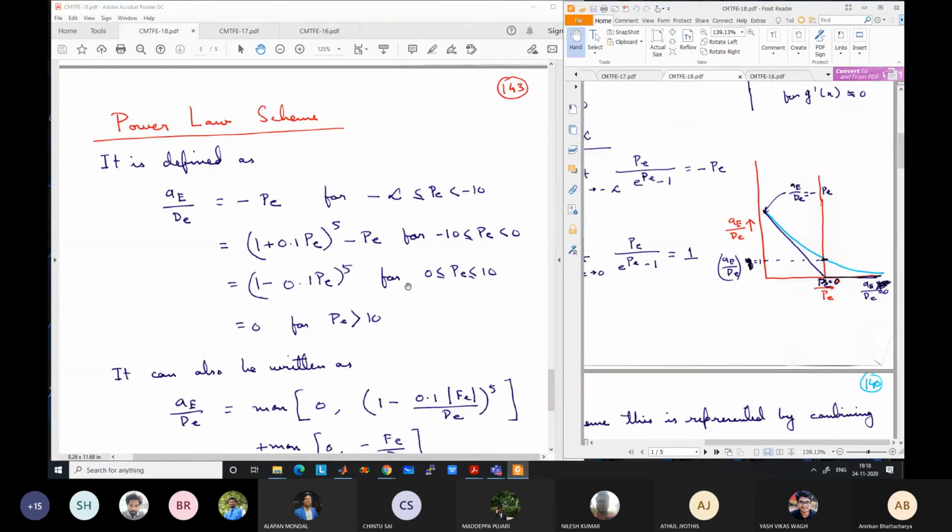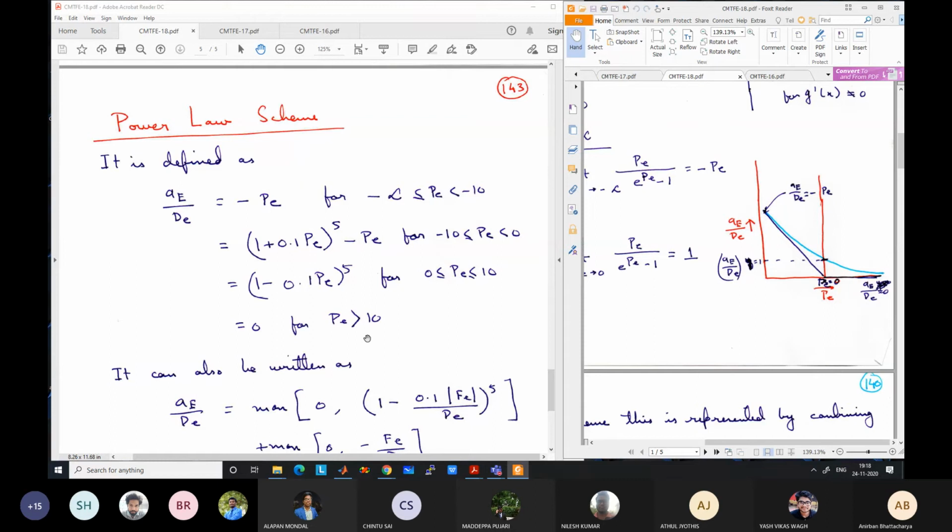So for example, at minus 10, this will become equal to 1 plus 0.1 into minus 10. So 1 minus 1, so 0 to the power 5 minus P, which is equal to minus P. And at plus 10, this will become equal to 1 minus 0.1 into 10. So 1 minus 1, 0. 0 to the power 5, so 0. Okay, so they actually intersect the other two lines.